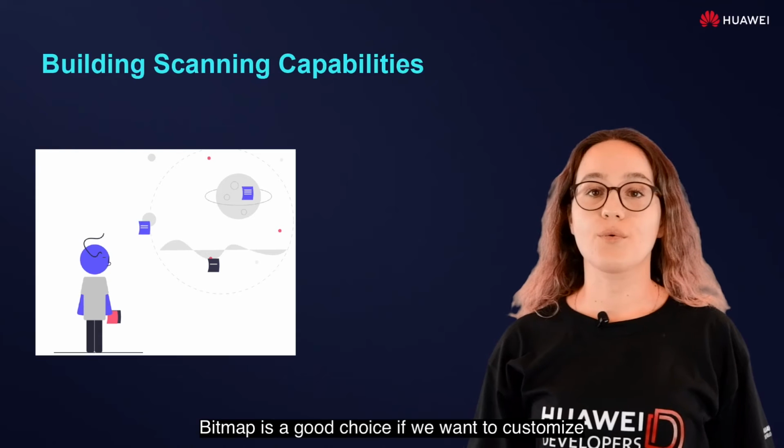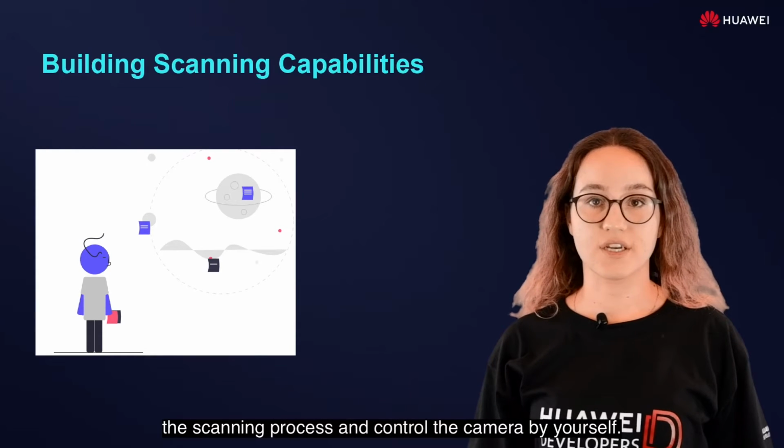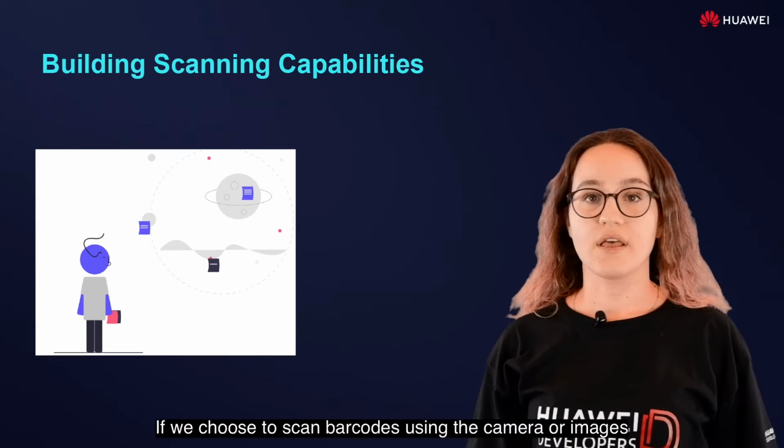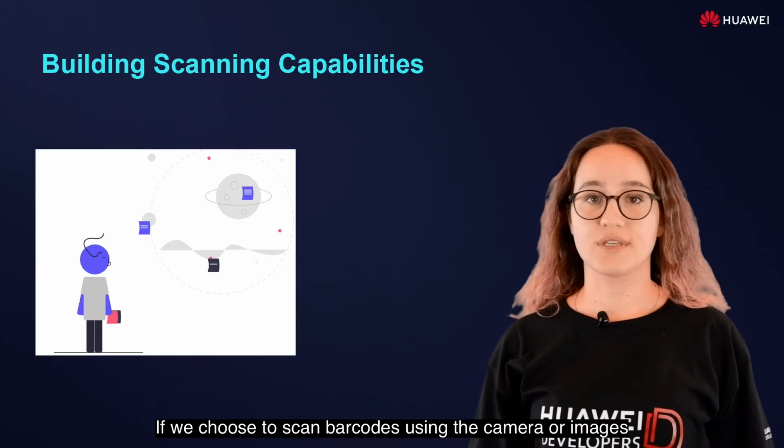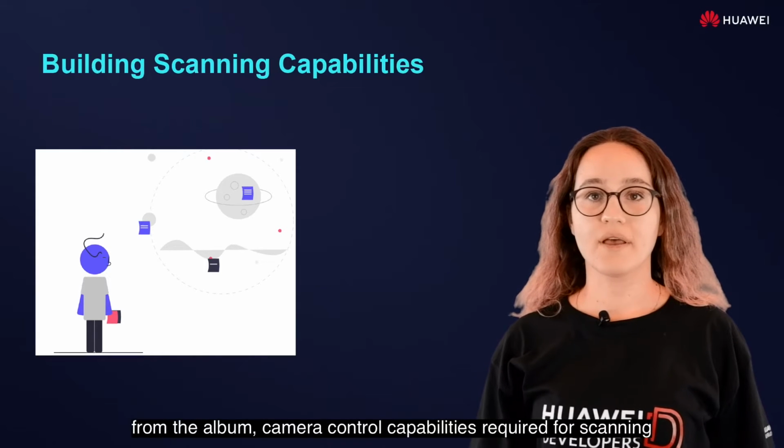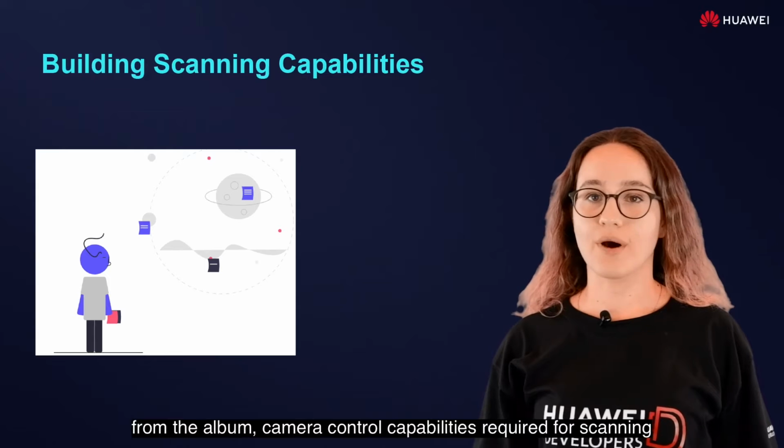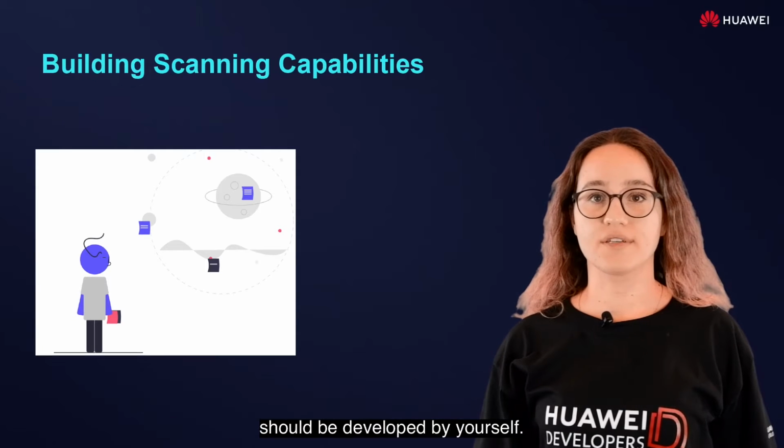Bitmap is a good choice if we want to customize the scanning process and control the camera by ourselves. If we choose to scan barcodes using the camera or images from the album, the camera control capabilities required for scanning should be developed by ourselves.